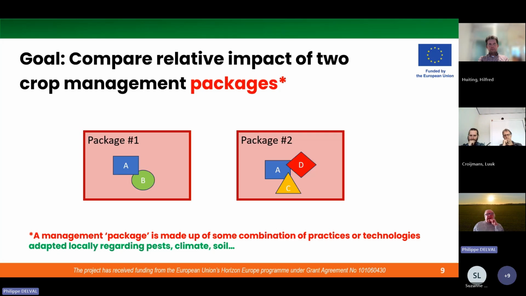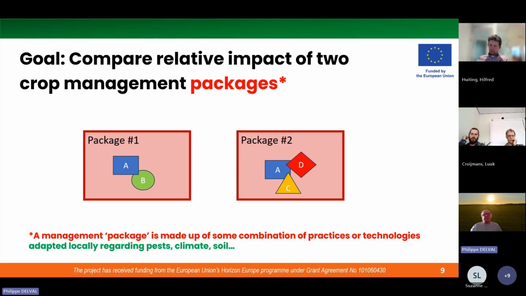I remind you that the package is a combination of practices or technologies, but it's not a recipe. It's adapted locally regarding the pest, the climate, and the soil you have. So it's very important to remember that, because we don't do the same things everywhere in Europe and China, but we adapt the packages to the problems we have in the fields.